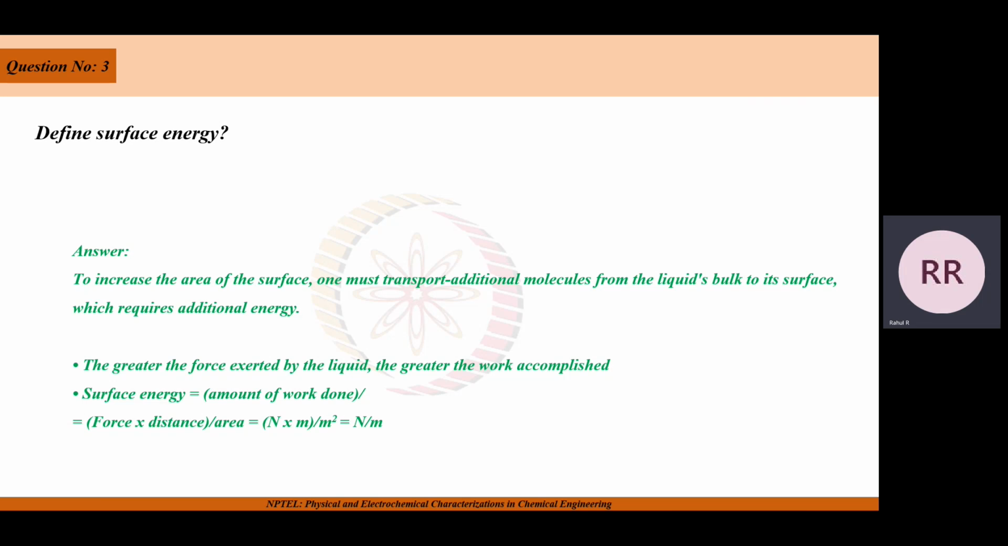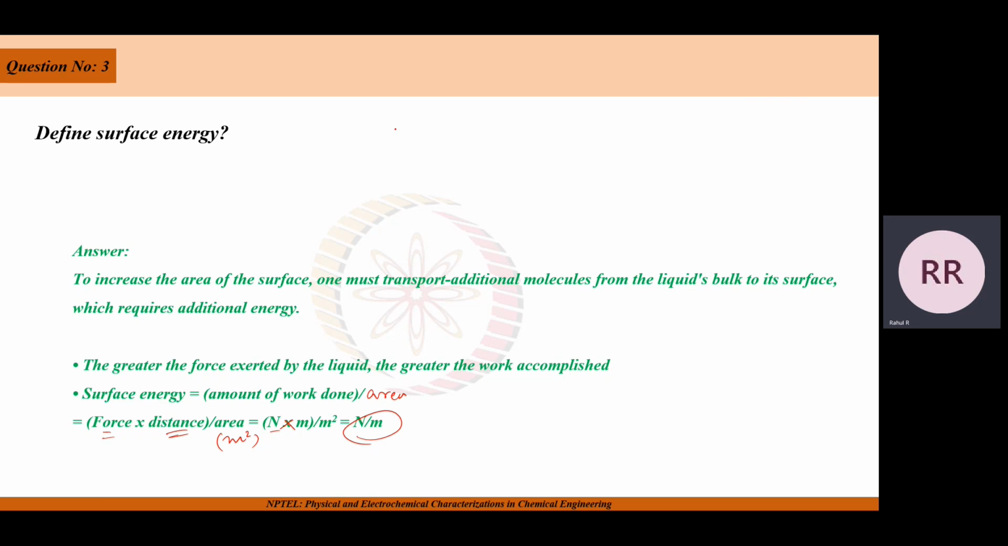Basically, surface energy is work done per area. Work is force into distance, and area is in meter square. So the unit is Newton meter per meter square. The answer is Newton per meter.